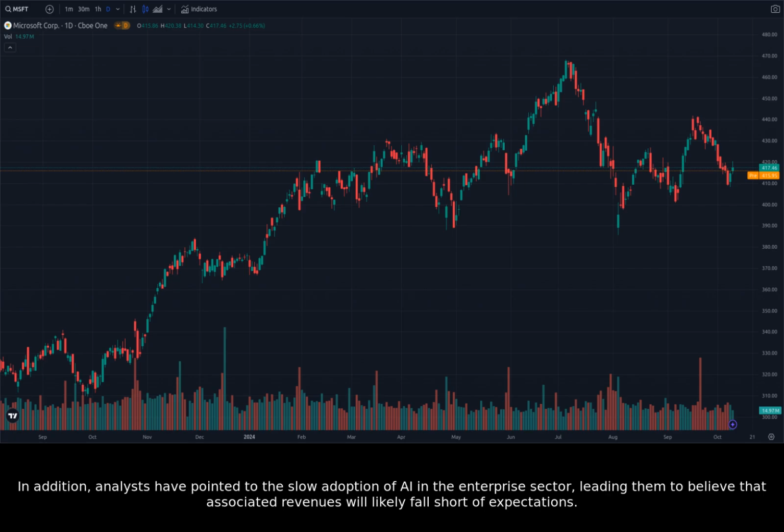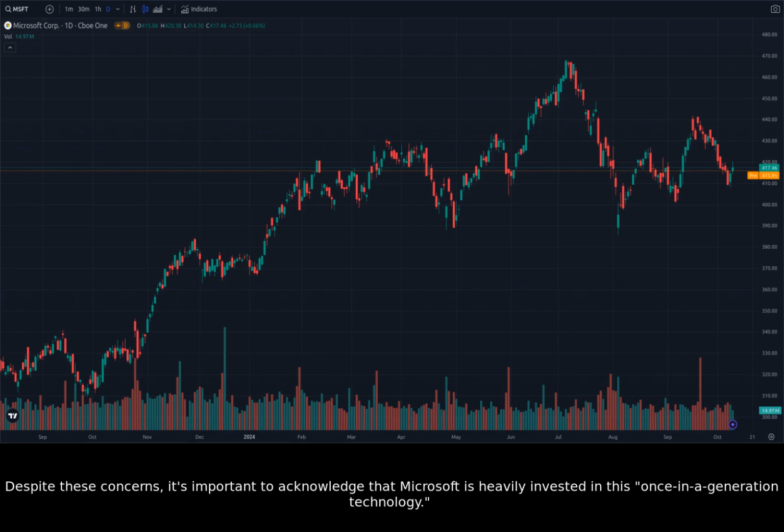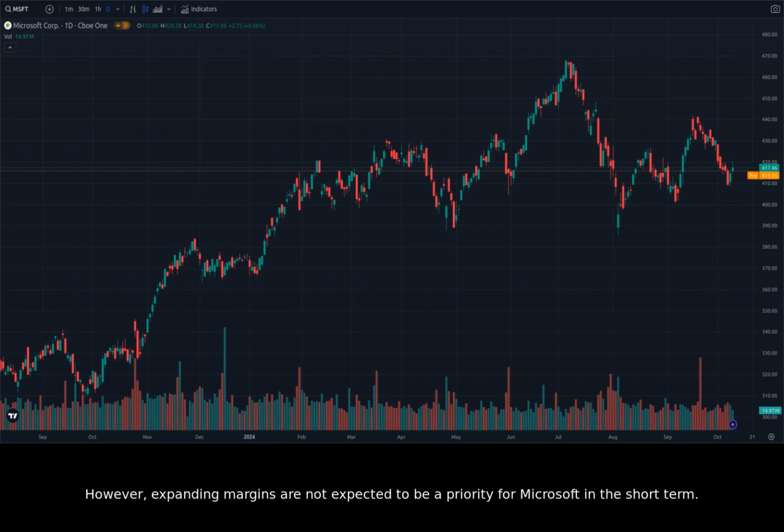In addition, analysts have pointed to the slow adoption of AI in the enterprise sector, leading them to believe that associated revenues will likely fall short of expectations. Despite these concerns, it's important to acknowledge that Microsoft is heavily invested in this once-in-a-generation technology. However, expanding margins are not expected to be a priority for Microsoft in the short term.